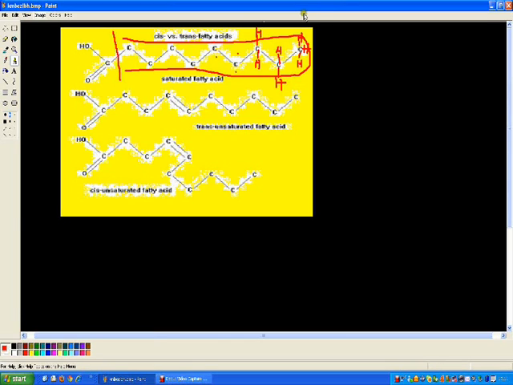Now, all these hydrogens are bonded with a single bond, and carbon to carbon are bonded with single bonds because this is a saturated fatty acid. So what does that mean, saturated? It means that all the carbons are bonded with single bonds. So the chain is going to be made by CH2, CH2, CH2 repeated up until the last CH3.